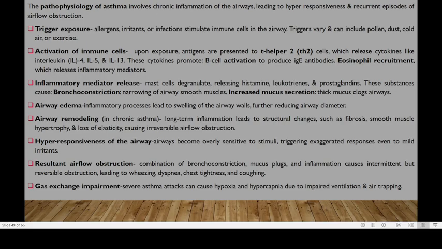Pathophysiology of asthma. Talk about the triggering exposure, activation of the immune cells, inflammatory mediator release, bronchoconstriction, increased mucus secretion. Then you have airway edema, airway remodeling, hyperresponsiveness of the airway, resultant airflow obstruction, and lastly gas exchange impairment.